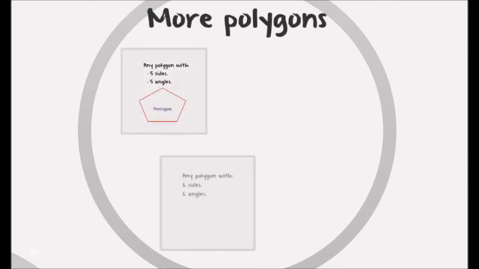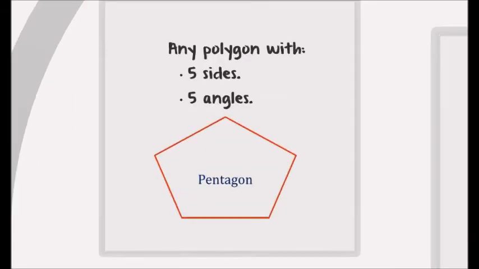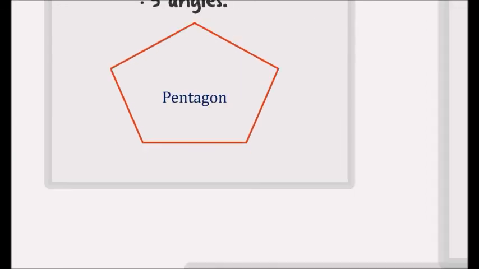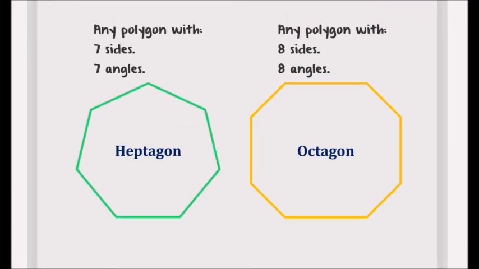More polygons. Any polygon with 5 sides or 5 angles is a pentagon. Any polygon with 6 sides and 6 angles is a hexagon. Any polygon with 7 sides and 7 angles is a heptagon. Any polygon with 8 sides or 8 angles is an octagon.